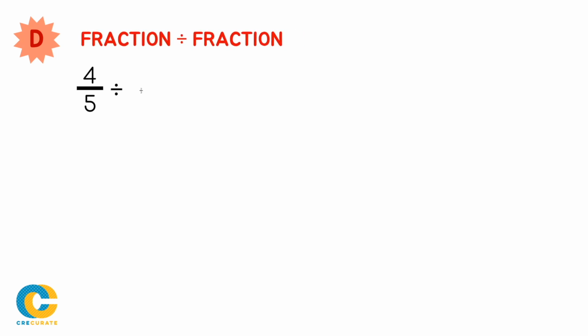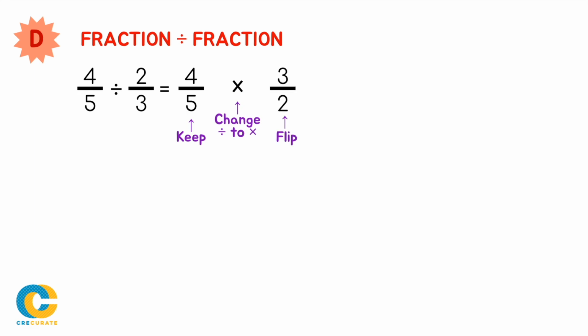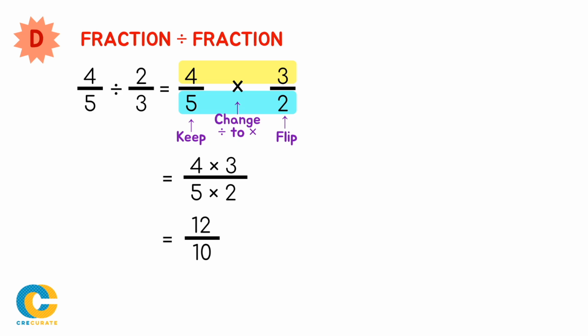Similarly, for dividing fractions, we can use the keep change flip method. To divide 4/5 by 2/3, we simply keep 4/5, change divide to times, and then flip 2/3 to become 3/2. Recall that to multiply fractions, we multiply the numerators together and the denominators together. So we get 12/10, which can be simplified by dividing both the numerator and denominator by 2 to give 6/5, which is the same as 1 whole and 1/5.